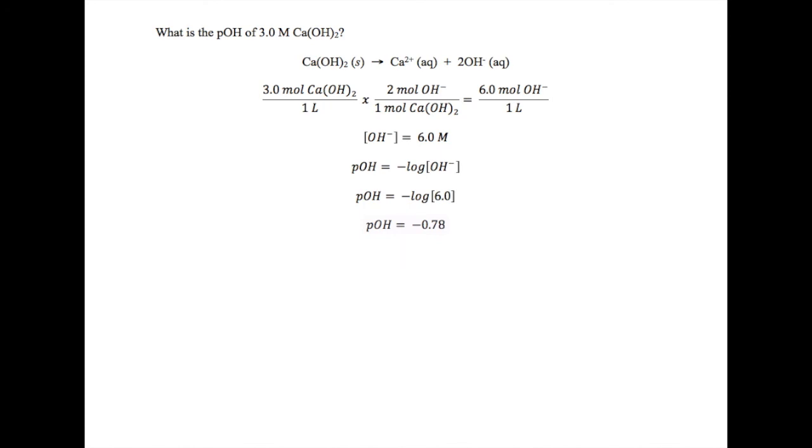The rules for significant figures are the same. Because there are two significant figures in the molar concentration of the hydroxide ions, we have two places to the right of the decimal in the pOH. And again, pOH is unitless, so there's no unit at the end of that negative 0.78. The negative sign just means that this is very basic, which makes sense because this is a strong base.